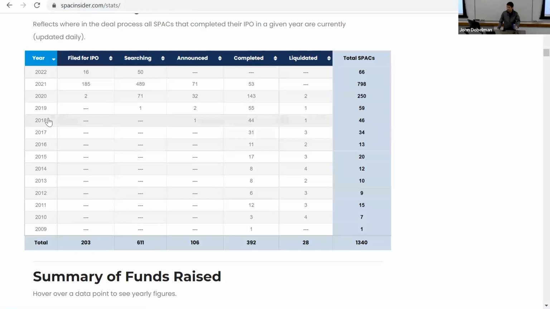In 2021, that's the craziest year. You launched almost 800 SPACs in a single year. And you can see SPACs have existed since 2009, and they did not get very popular until late 2019. And you can see here this column, liquidation, means the SPAC has failed to find a private company and redistributed the money back to the IPO investors.